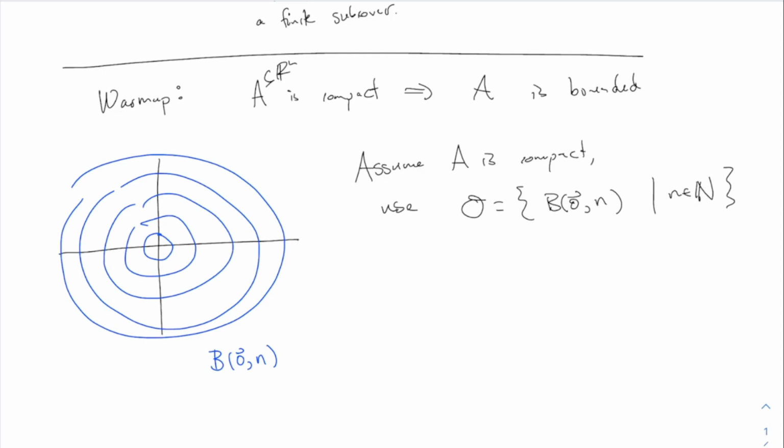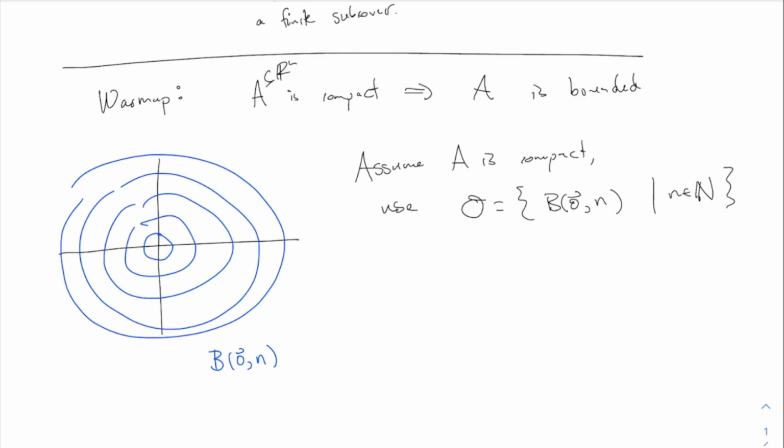Yeah? Is it because there's a finite amount of balls that contain it, then it's like a certain n that bounds it? Yeah, right. If it's compact, it means only finitely many of these balls are necessary to cover up A. But since they're all nested, that just means that there's some biggest ball that actually contains everything. And that means that it's bounded, right? That's what bounded means in R2 or Rn or whatever. It means the whole set can fit inside of a ball with a finite radius, all right?